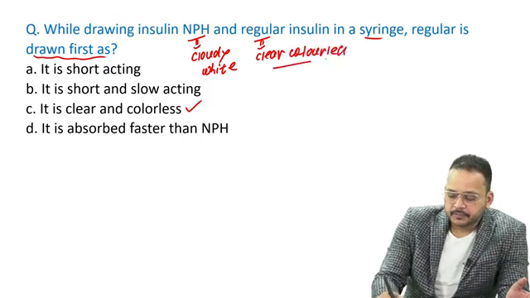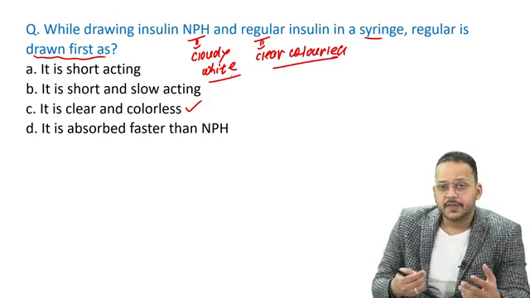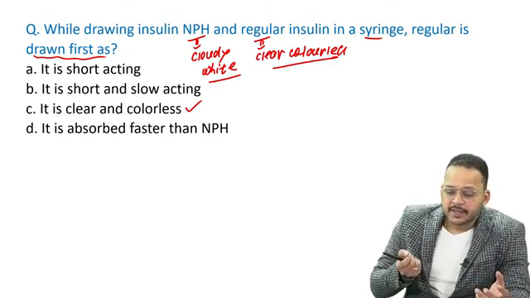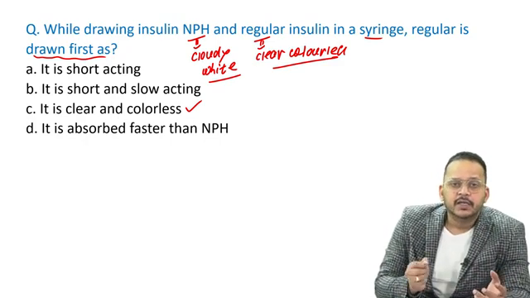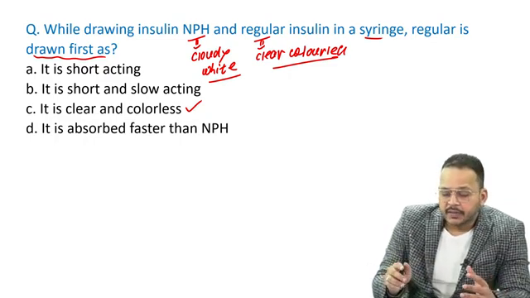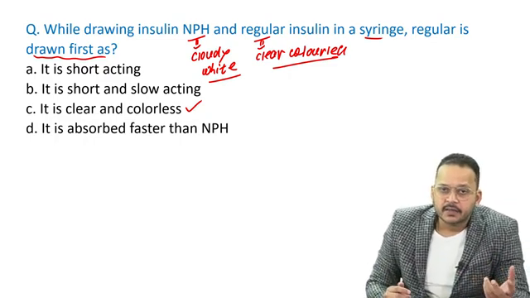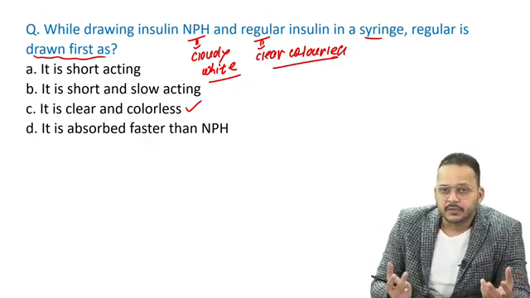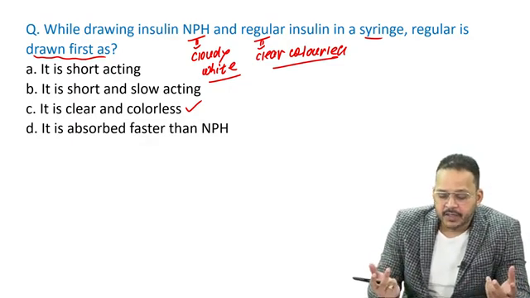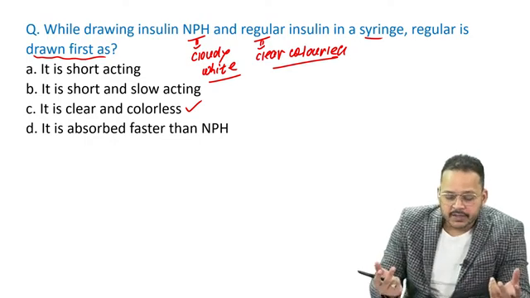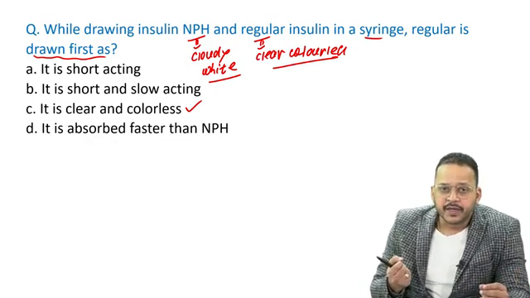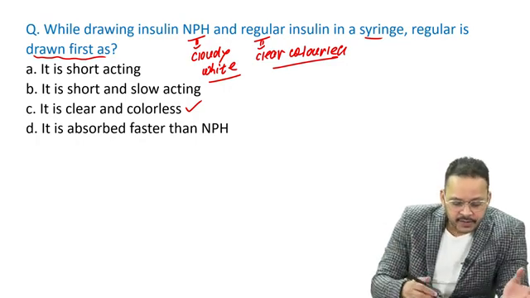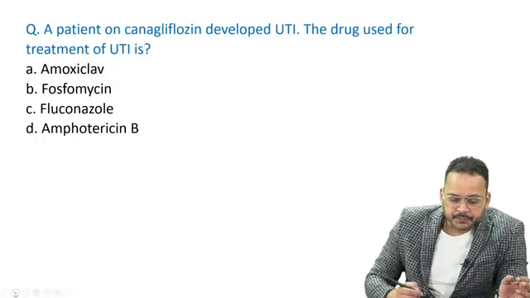NPH is cloudy white, and regular is clear, colorless. So, what happens if I first take NPH, then I will contaminate the regular in the sense of color, and even regular insulin can look a little bit cloudy. So the nurse might get confused looking at these two insulins and might think both are NPH. That is the reason why whenever I draw in one syringe, I draw regular first, then I draw NPH. Sometimes this is asked as an MCQ.